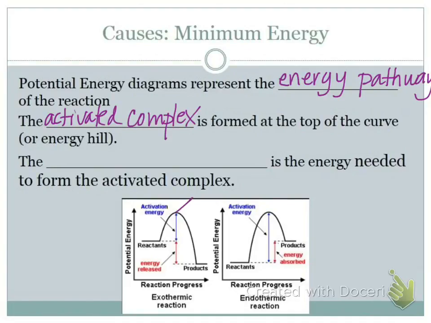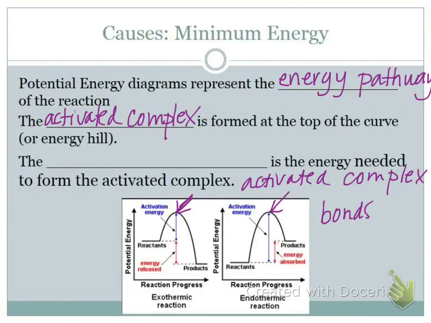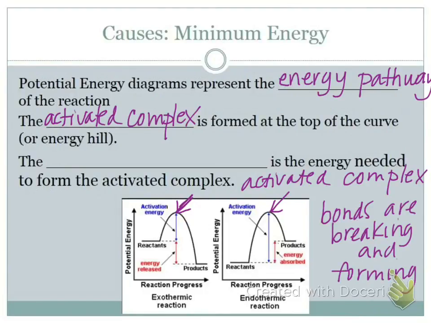Okay? And that is at the very top, right there and right there. That is the activated complex. And at that point, what's happening is you actually have bonds breaking and forming. So like your reactant bonds would be breaking, but your product bonds would be forming. So both are going on. So it's going to be different than what the final product is and different from what you started out with. Okay? The energy required to form that activated complex is called the activation energy.